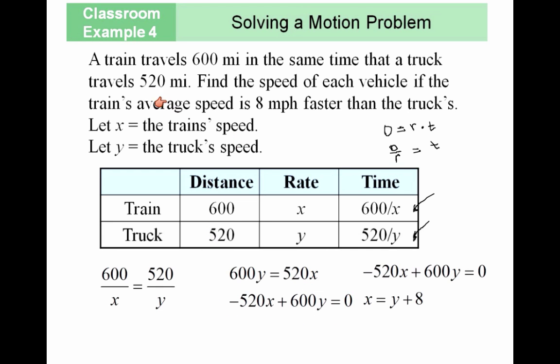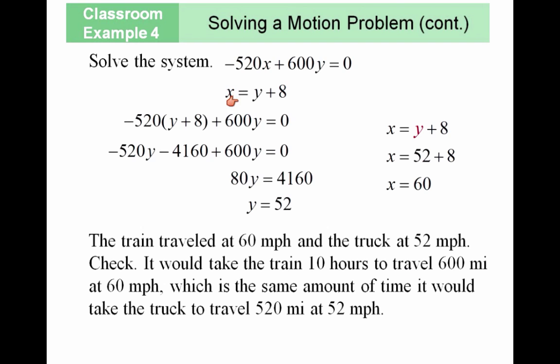My second equation is the fact that the train's average speed is 8 miles per hour faster than the truck. So x must be equal to y plus 8. So that's my second equation. We have two equations and two unknowns. You can use the substitution method here because x is solved in terms of y already. If I substitute y plus 8 for x in the first equation, I can solve for y and then substitute that back and solve for x.